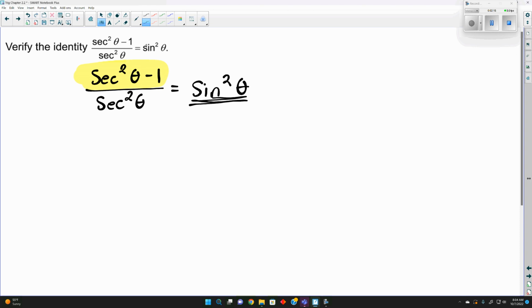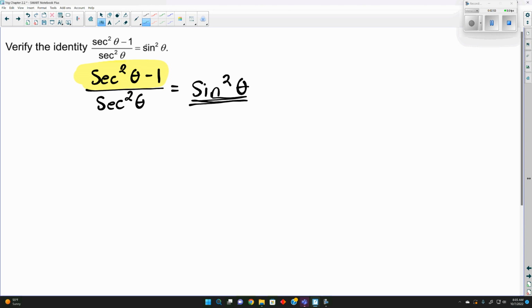I do have a photocopied sheet of these that I will pass out to y'all that has all of our identities on it that we'll eventually get to. Malia, I gave you one, I think, last year, that double-sided page that had every single formula. For those, you'll be able to use them on the test. Again, I'm not going to make you memorize every single one, because once you finish this class, knowing all the Pythagorean identities is not going to be helpful.